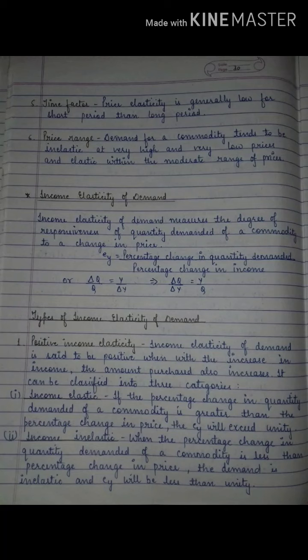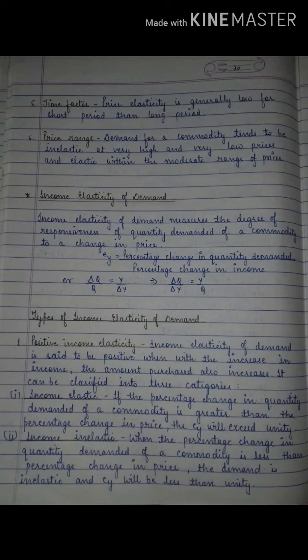So what happens in positive income elasticity of demand? The demand for the commodity increases with the increase in income. If my income increases to 30, my demand will also increase. So this is what positive income elasticity is. In this case we come under three circumstances.